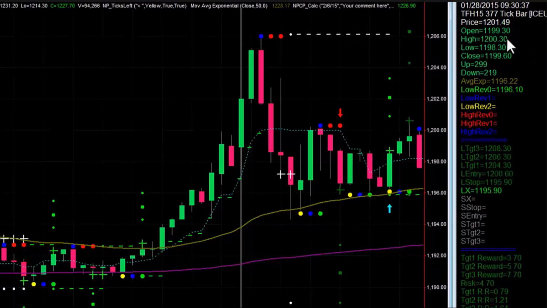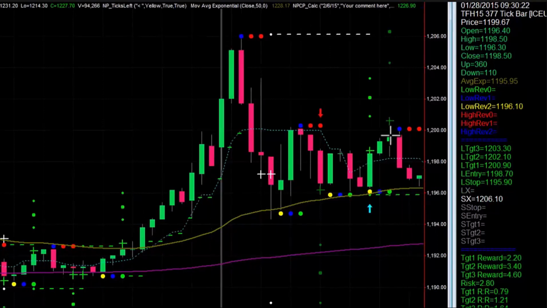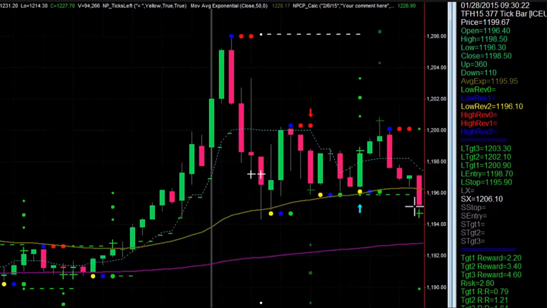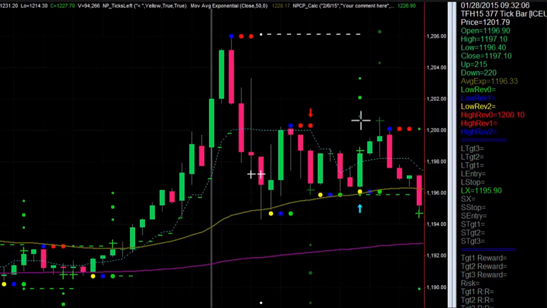It gets as high as 1200.3, so it just doesn't get close enough. We can't move our stops. We have to stay with the trade, and it comes down for a full loss. Now we have a new trade setting up.